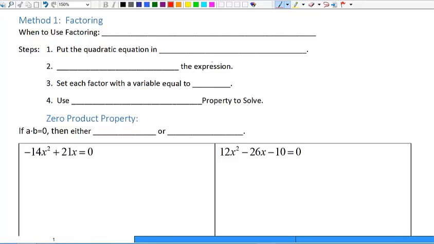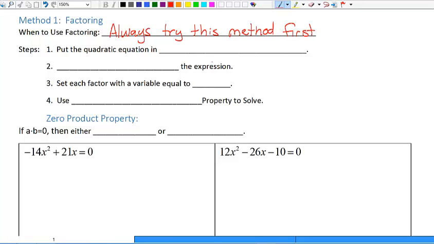So for the first method, factoring, when do you want to use factoring? Well, this is one of those that I always try first, because factoring is very simple and it comes out very quick if the quadratic equation factors. But not all quadratic equations are going to factor, which is why we need the other methods. But this method I always like to try first because it's quick and fast and easy if it factors.